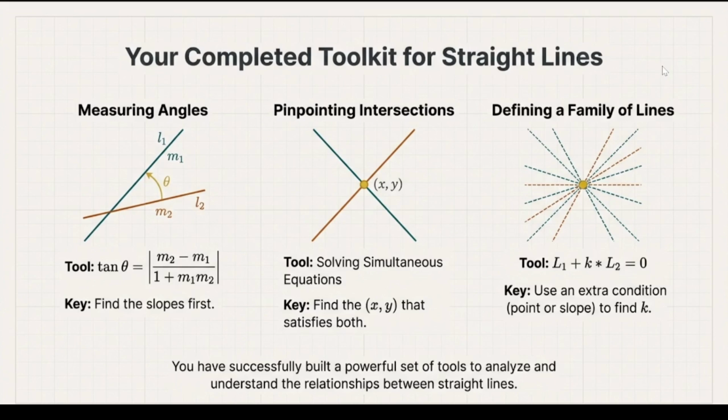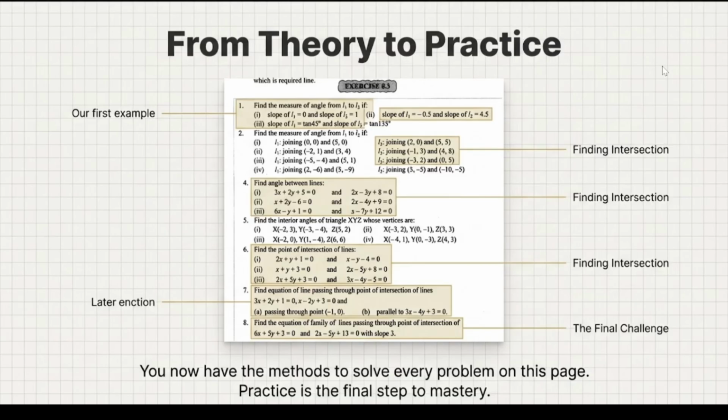Then, for pinpointing intersections, we solved simultaneous equations. The key to this is to find the coordinate that satisfies both. And then we defined a family of lines. The tool which we used was L1 plus kL2 equals 0. We need to have an extra condition, which is a point or slope, to find the value of k and our final equation. From theory to practice, you now have the methods to solve every problem in this exercise.